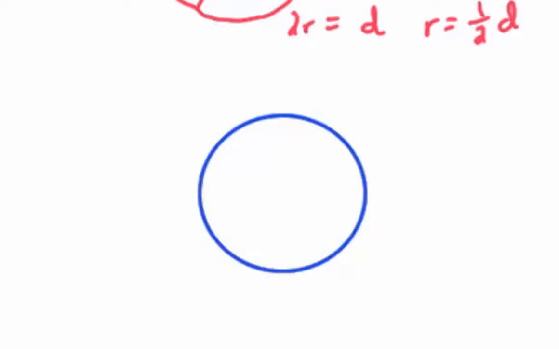Before we solve problems, it's important to talk about the distance around a circle. Even though a circle is not a polygon, it still has a distance around it. It still has a distance of what encloses that space. Instead of using perimeter like we did with polygons, we're going to use the word circumference. Now, circumference is formally defined as the distance around a circle.